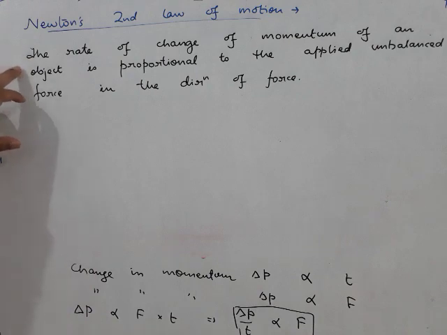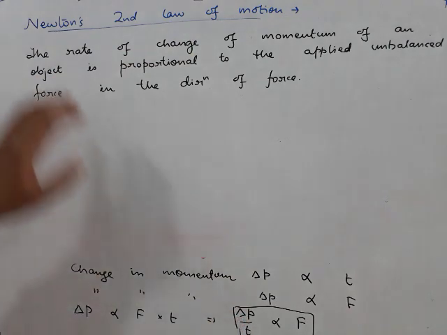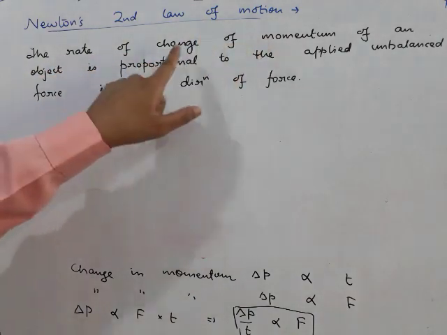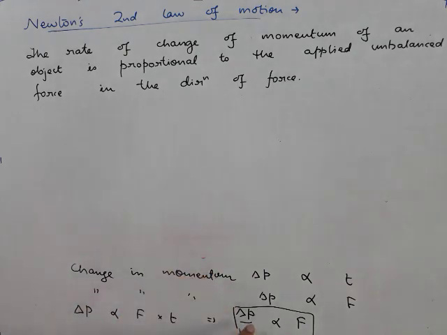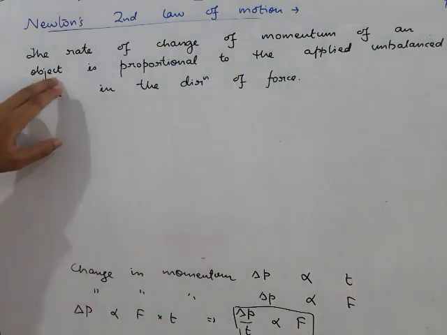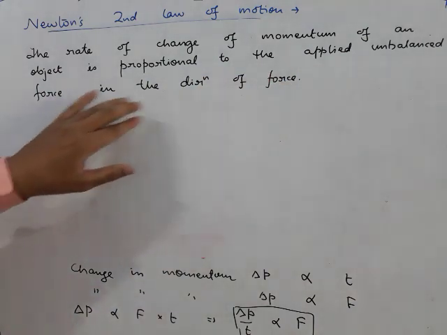Newton's second law of motion states that the rate of change of momentum. What is the meaning of rate of change of momentum? Change in momentum you have understood, students, that is delta P, that is final momentum minus initial momentum. If you divide that change by time, that becomes rate of change of momentum. So rate of change of momentum means change of momentum by time, that is delta P by T. This quantity in left hand side, that is rate of change of momentum of an object, is proportional to the applied unbalanced force in the direction of force.